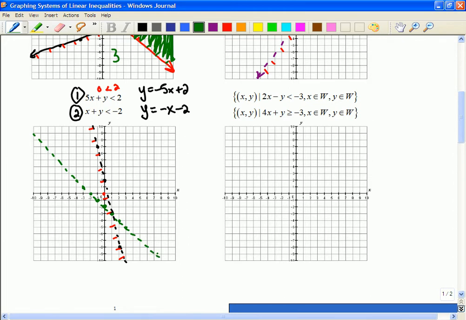So I'll test my favorite point, 0, 0. Is 0 less than negative 2? No. Nope, not in this case. So I'm not on that side where 0, 0 is. I'm on the other side here. I'm on this side below the line. So if I look at this and I ask you, this is 1, 2, 3, 4. Where is it that everyone agrees that we belong?